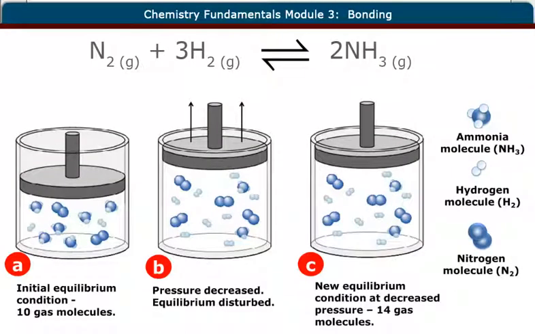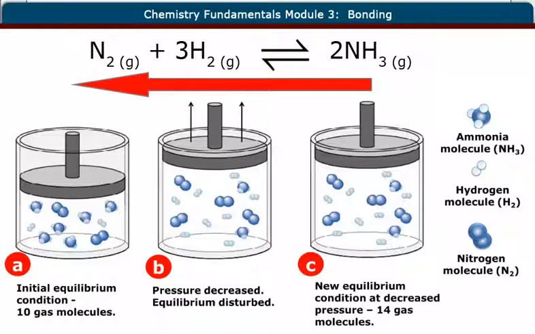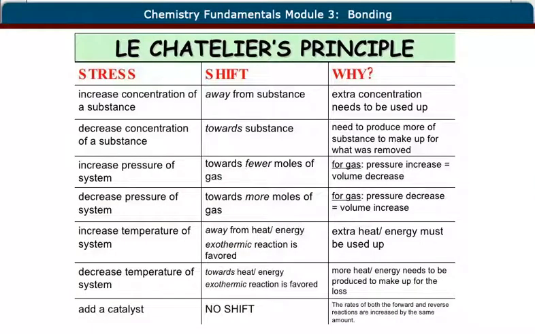Study this diagram and you can see the exact opposite occurs when pressure in the cylinder is decreased. With greater volume, some of the ammonia molecules reform into hydrogen and nitrogen. Therefore, there are now more molecules. So, as the rule states, decreasing pressure will cause equilibrium to shift to the side with the most molecules, in this case the reactant side. This chart summarizes Le Chatelier's principle.